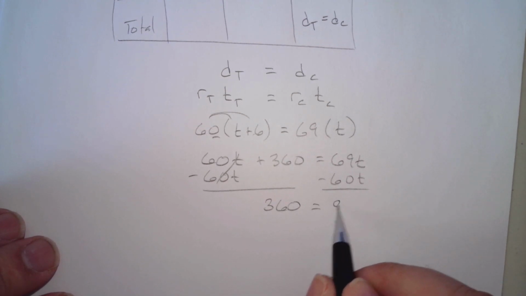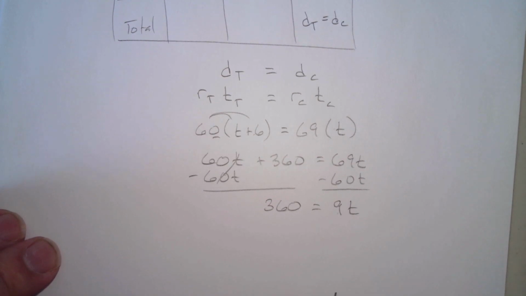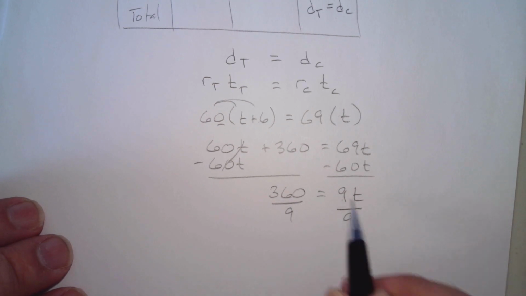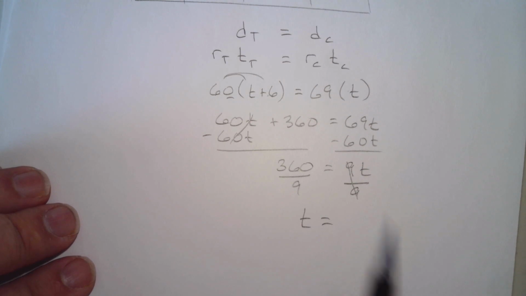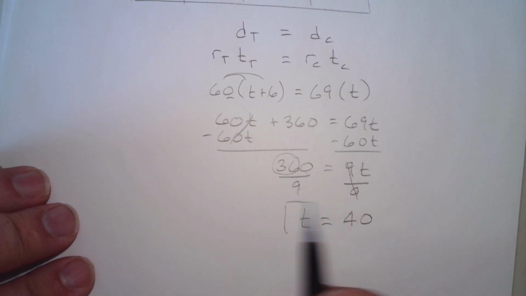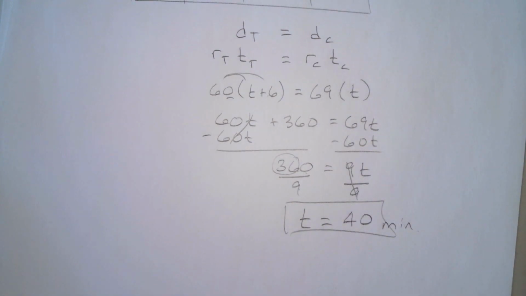360 minus 60 is 9t. Divide both sides by 9. So t equals 9 goes into 36 4 times with a 0 behind it. So the car will pass the truck in 40 minutes, which makes sense. I mean, it's only traveling 9 miles an hour faster.